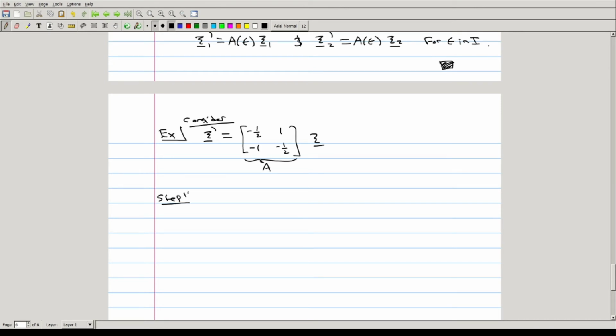Step 1 is to set up the characteristic polynomial P of lambda, which will be the determinant of A minus lambda times the identity matrix, which will be negative 1/2 minus lambda times negative 1/2 minus lambda, minus negative 1 times 1.